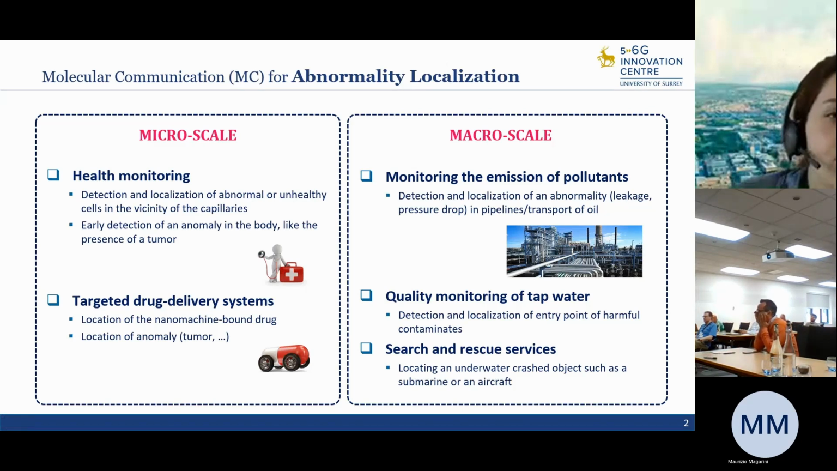Molecular communication is a new communication paradigm that uses molecules as information carriers. Besides this traditional message transmission purpose, it's proposed for abnormality detection and localization applications, both in micro and macro scales. In micro scales, mostly for in-body applications, for healthcare monitoring and targeted drug delivery systems, and also in macro scale applications for detecting and localizing abnormalities in pipelines, both for industrial and environmental applications like quality monitoring of tap water and search and rescue services.